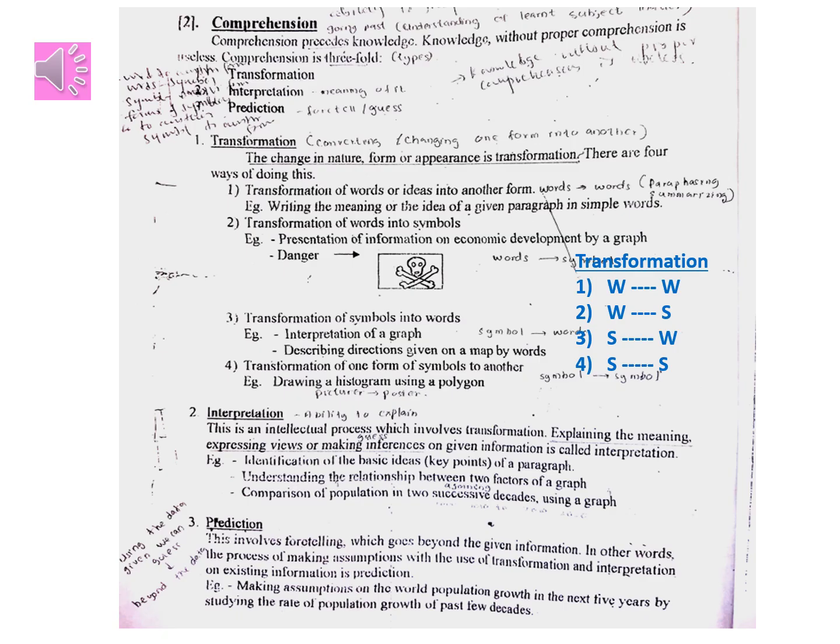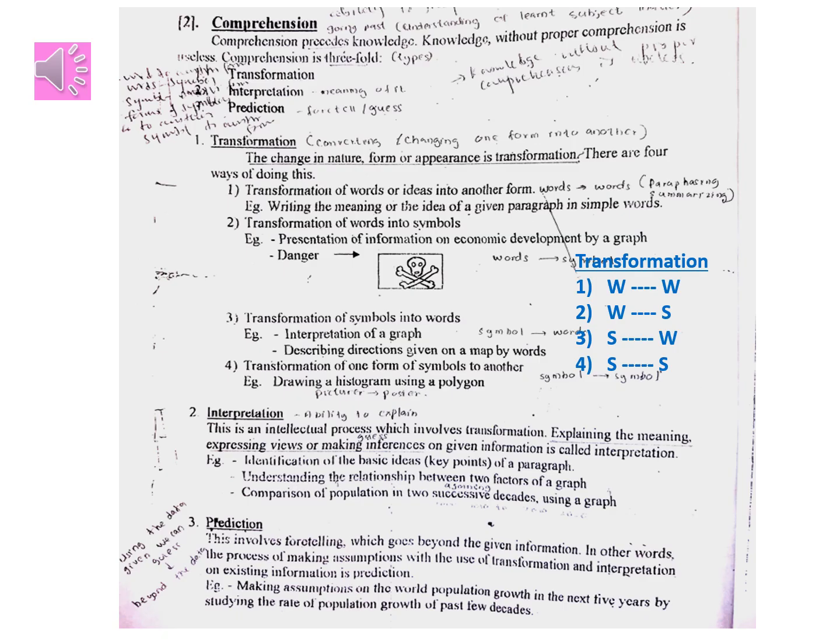Number 4, transformation of one form of symbols to another form of symbols. Right? Symbols to symbols. Example, drawing a histogram using a polygon. You know how to draw a polygon, just a line. Then based on the polygon, you can draw a histogram also, taking the midpoints. You can draw the bars. So symbol to symbol. Alright, so transformation, there are 4 steps, ways. You can say it's fourfold. What is that? Words to words, paragraph to another paragraph.